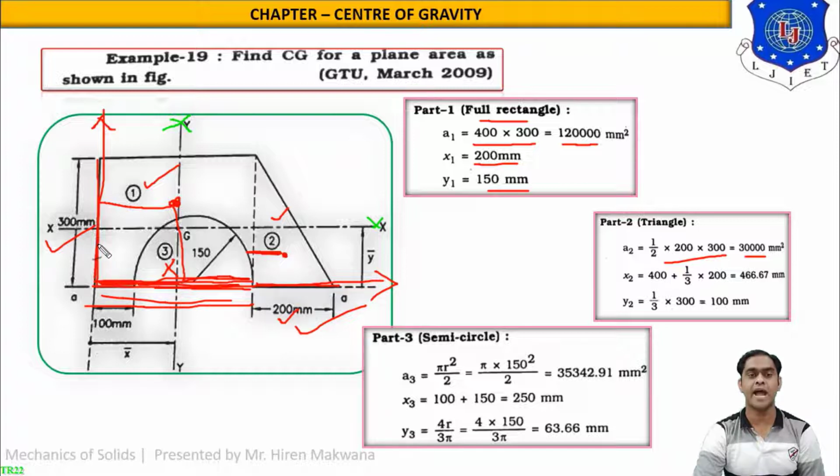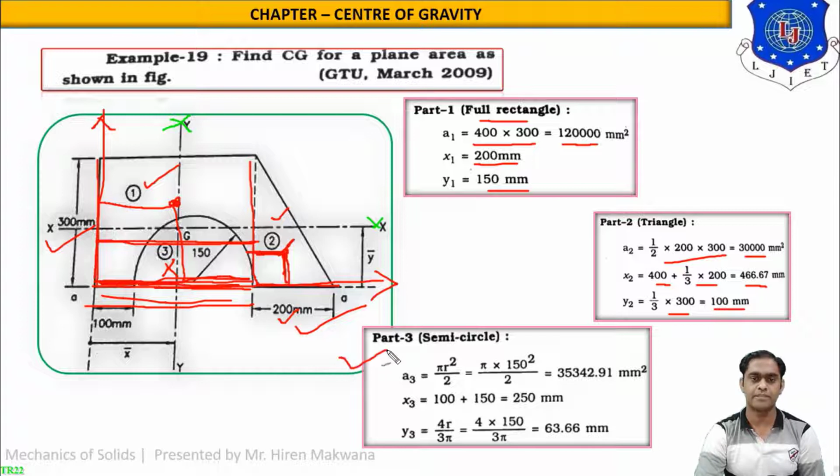But to reach up to y-axis, this 400 should be added. So this is 400 plus this is 200 by 3. So 400 plus 1/3 into 200, which will give 466.67 mm. Similarly, the same CG, this CG up to bottom, which will give the formula h by 3, where h means height of the triangle, which is 300. So 1/3 of 300, it is equal to 100 mm.